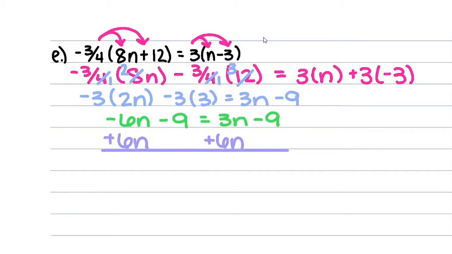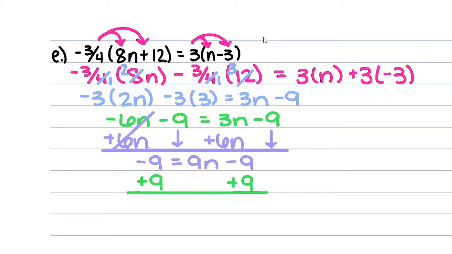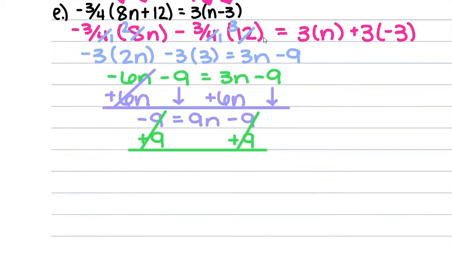I'm going to drop down the -9's, and cancel out those 6n's. So I'm going to have -9 is equal to 9n minus 9. I add the 9 to both sides, on the same side as the 9n, and they cancel out on both sides. So -9 plus 9 is equal to 0, and then 0 is equal to 9n.